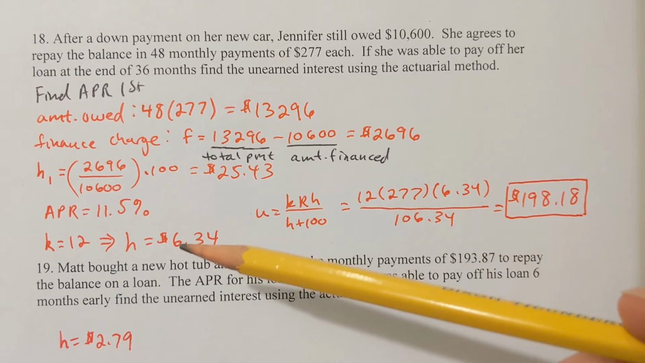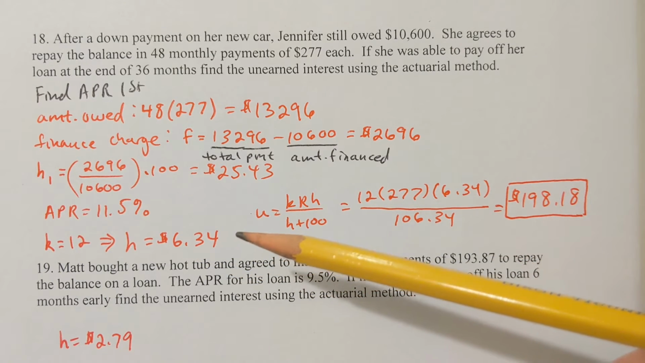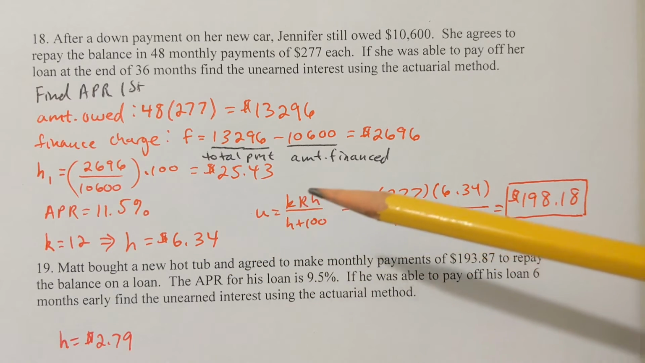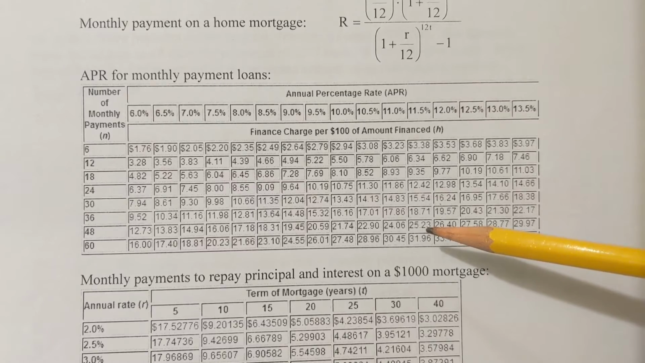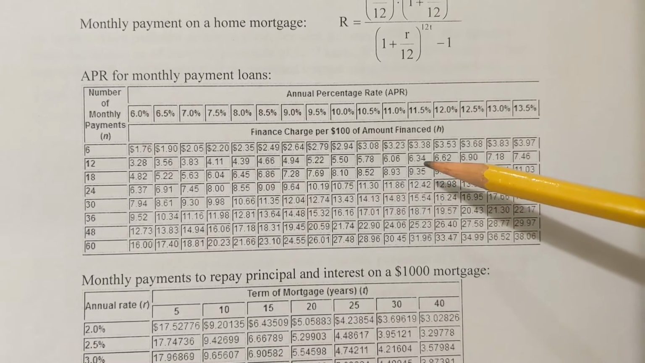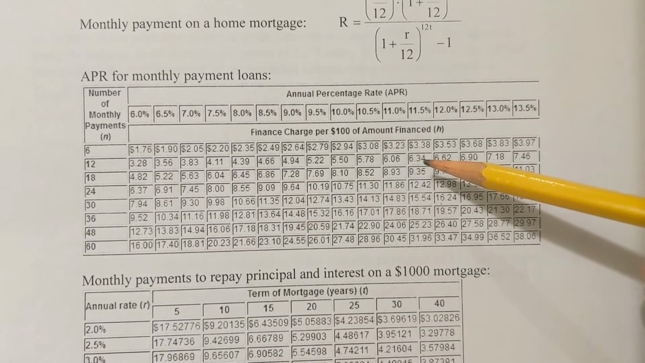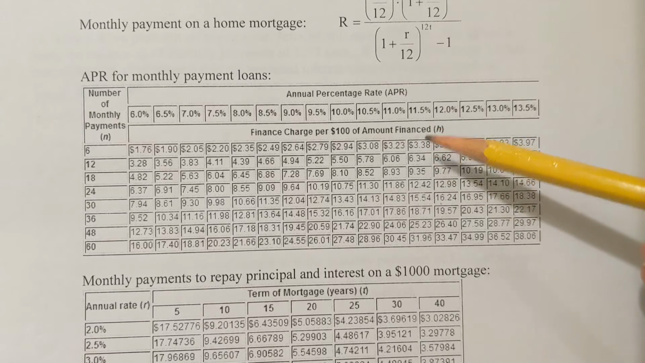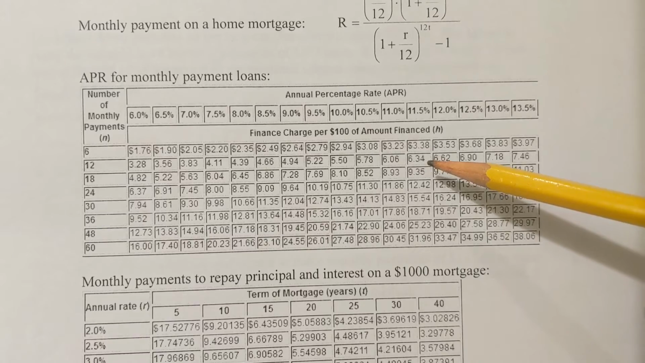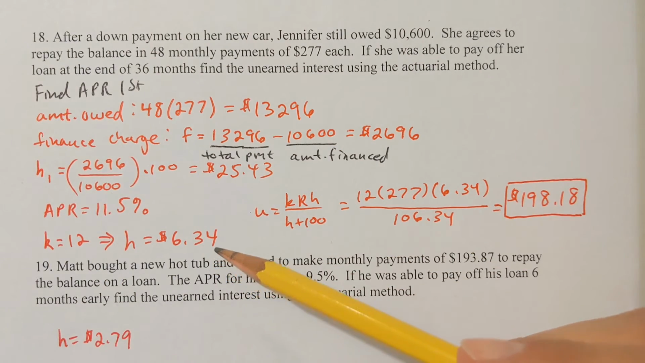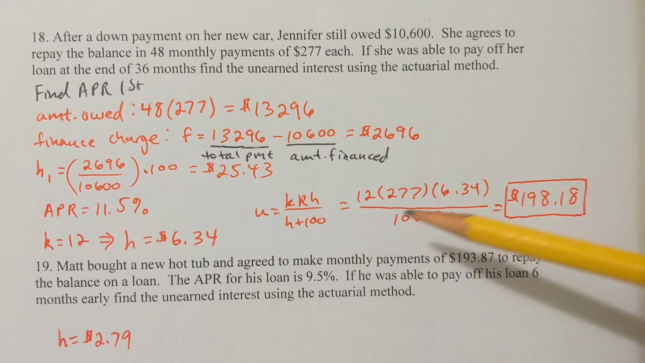Now, she paid this off early. She was 12 months early. So K is 12, and I'm going to stay in the 48 monthly payment row, and scroll up to where it says K is 12. I match the 11.5% column with K equals 12, so that's 6.34 would be my H value. Now that's going to be the H value that I'm going to use in the formula.